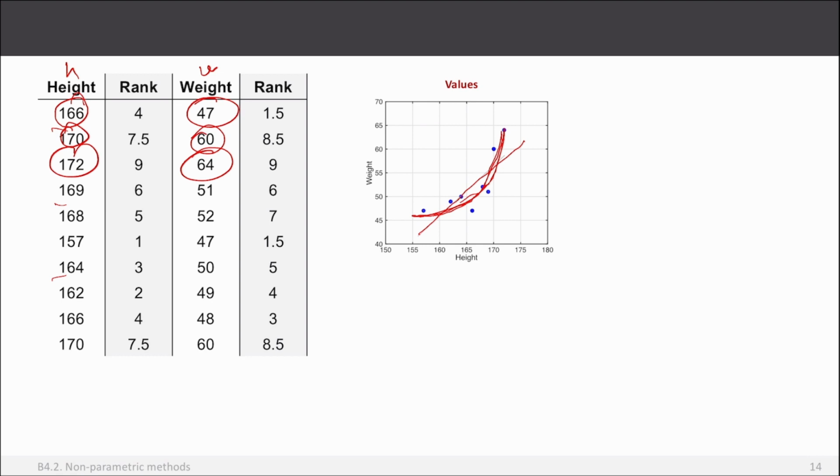But if I compute ranks, for example, this is the smallest height, this is rank number 1. This is the next smallest, this is rank number 2. Then you have the next smallest, and so on. When you see this 7.5, it means you have two values, and therefore they have the average rank.